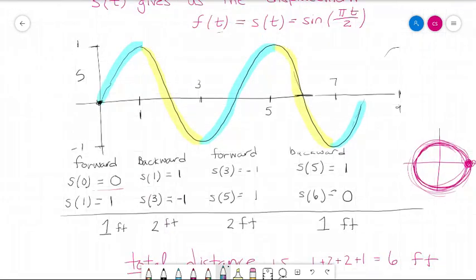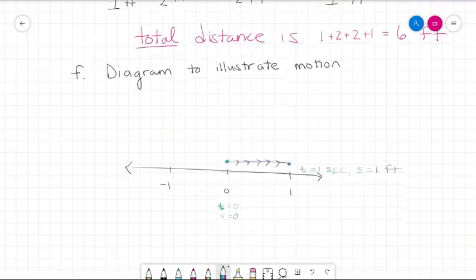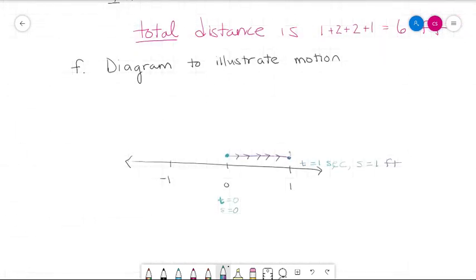We go backwards, all the way to -1, and that takes us to time equals 3 seconds. So our position function is going to go back. We're going to circle around and go back to -1. Again, we can draw arrows to show motion, direction. And at time equals 3 seconds, the position is -1 feet.